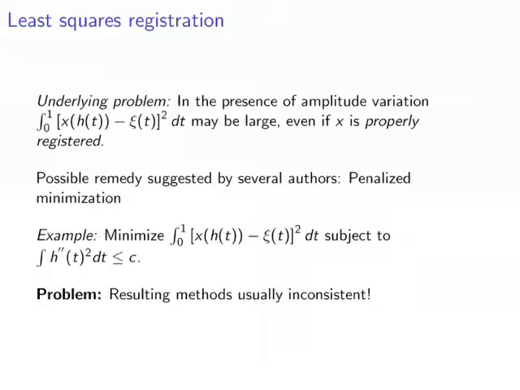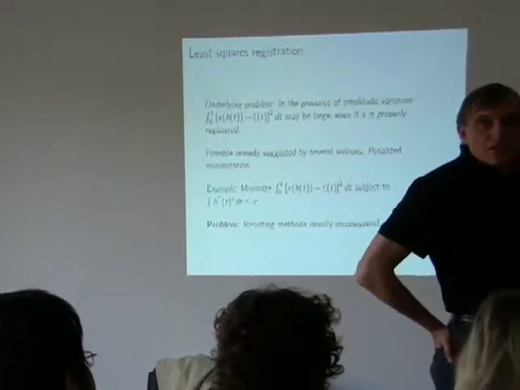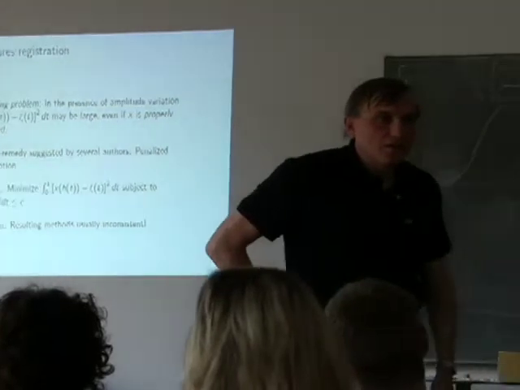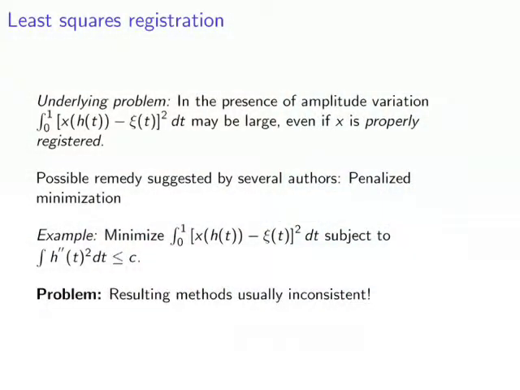What people do, and that's also what the doctors do when they register brain images, is add something like a penalty. For example, they say we only choose h's which are twice differentiable, and we add a penalty that the integral of h'' squared, the second derivative of h, is smaller than some constant c. This, of course, avoids things like that, because there the second derivatives will be very high. But the problem is, if you do that, this method is not consistent anymore.